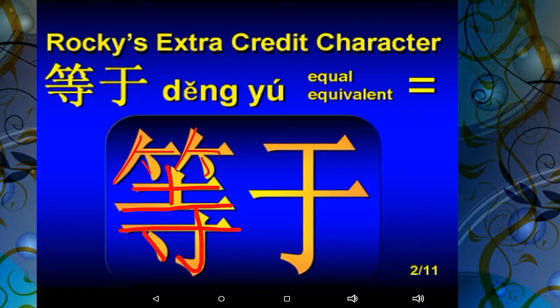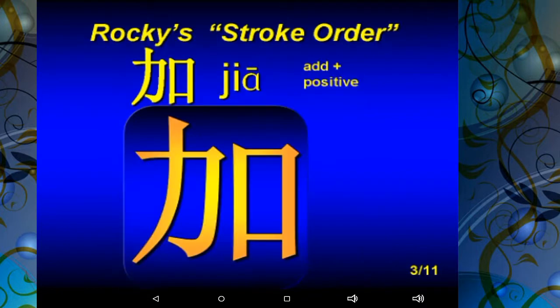Let's look at the right side character. We're going to go from left to right, and from top to bottom, swinging a little bit to the left. That's our character Danyu, which means equal or equivalent to.